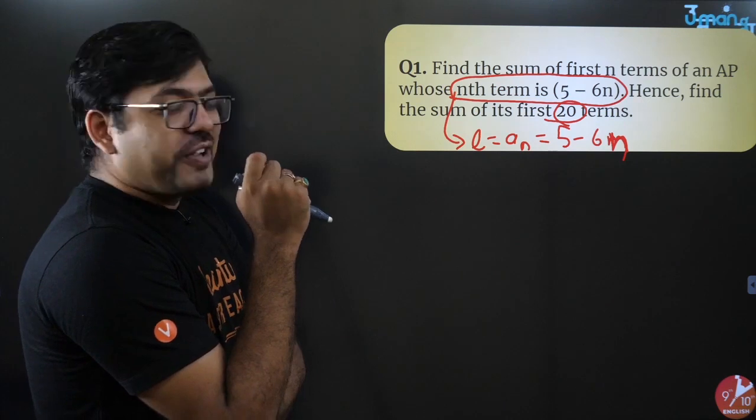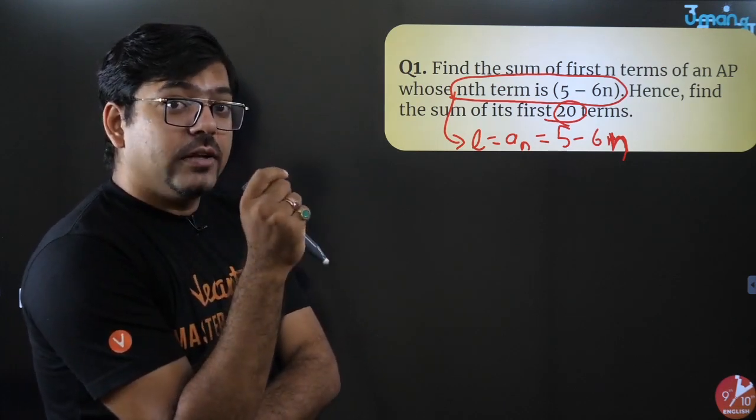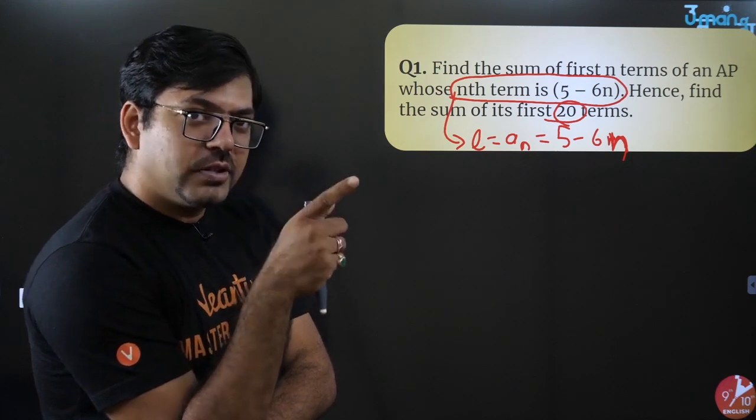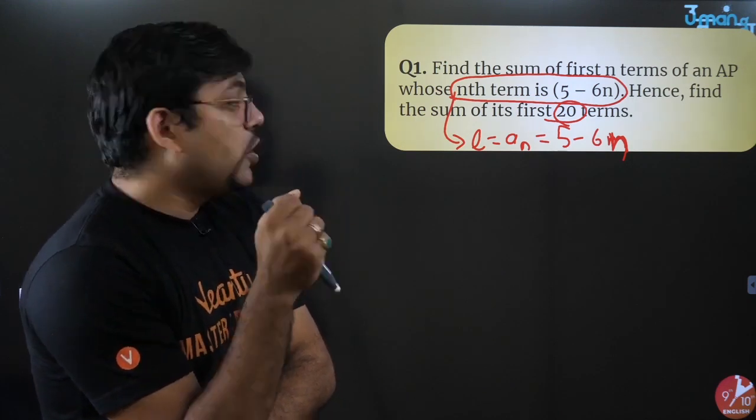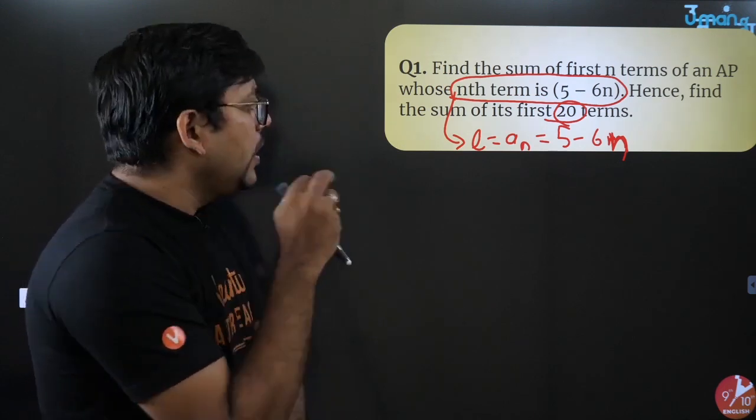Okay. So we know L, we know n, but do we know a? Do we know the first term? I would say no, we don't know the first term. So can we know the first term? I would say yeah, that is possible. How? Let me just tell you.